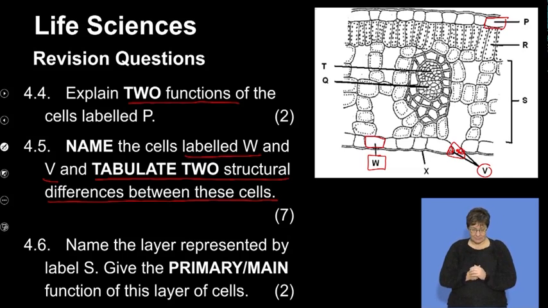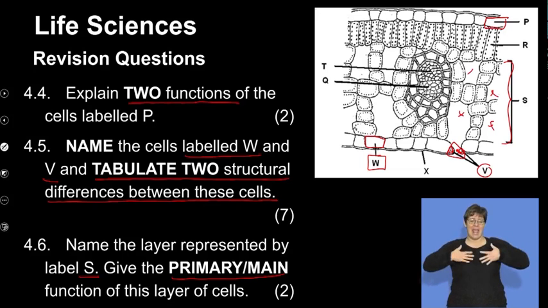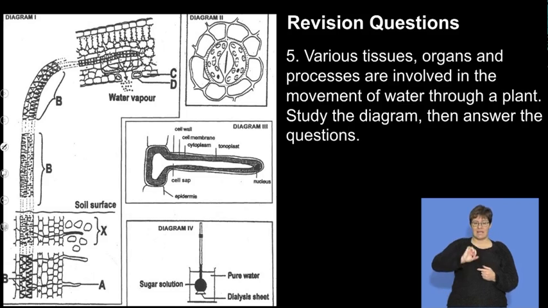Okay, so it's basically any 2 structural differences. The next one we're looking at is label S, and label S is pointing to the spongy mesophyll, and you have to give the primary function of this layer of cells. Because of the fact that there are so many air spaces, it's obvious that the function of this layer of cells is basically for gaseous exchange.